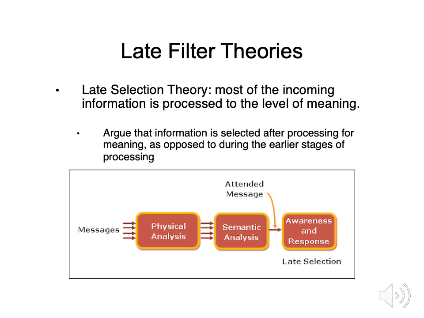So which theory is the right one? Early theory, the attenuation theory, or the late theory? Each of these theories explain the data in different ways, and they all provide insights into how information is selected and processed. By synthesizing the evidence from these theories, researchers have been able to develop a theory that integrates aspects from each of these.